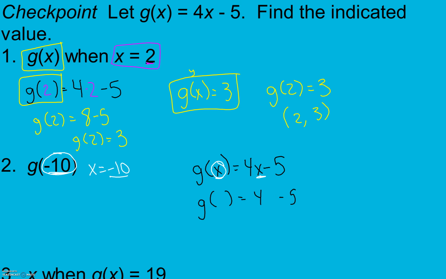The only thing, again, that I'm changing is that anywhere that I see an x, I'm going to put in a negative 10. Now, I'm looking for g of negative 10, which is what I have here. Since there's nothing else on the same side of my equation as my g of negative 10, I can go ahead and simplify the opposite side. 4 times negative 10 is negative 40 minus 5. And when I combine those, I get negative 45. So g of negative 10 is going to give me negative 45.